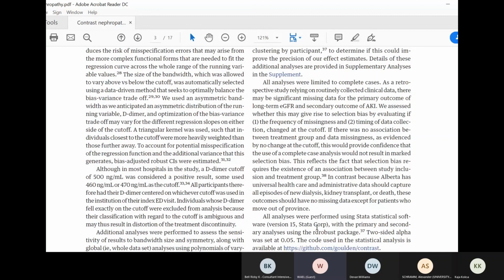As a retrospective study relying on routinely collected clinical data, there may be significant missing data for the primary outcome of long-term eGFR and the secondary outcome of AKI. They assessed whether this may give rise to selection bias by evaluating the frequency of missing data and the timing of the data collection, looking for any association between the treatment group and missing data, as evidenced by no change at the cutoff.